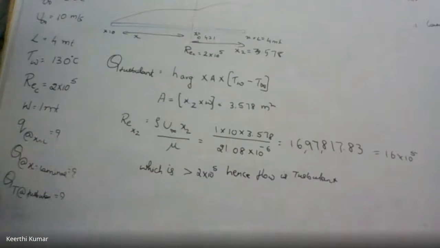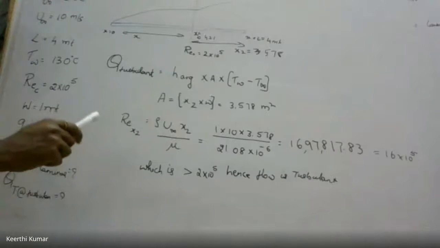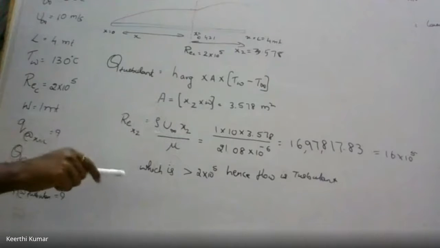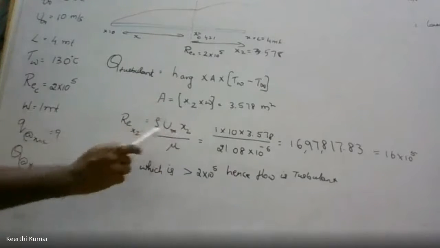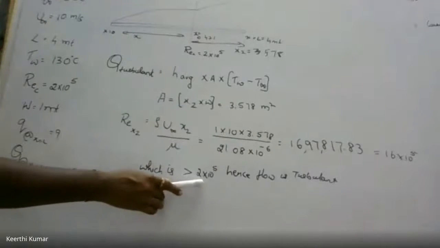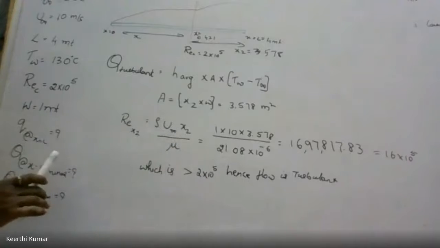In case 1 only, we told that after the Reynolds number, after the value of x, whatever you do, you will get a turbulent flow. This is just proving it. I am going to prove this. Hence, the value of Reynolds number we got is much greater than 2 into 10 to the power of 5. The flow is turbulent. Okay, I hope this is clear.